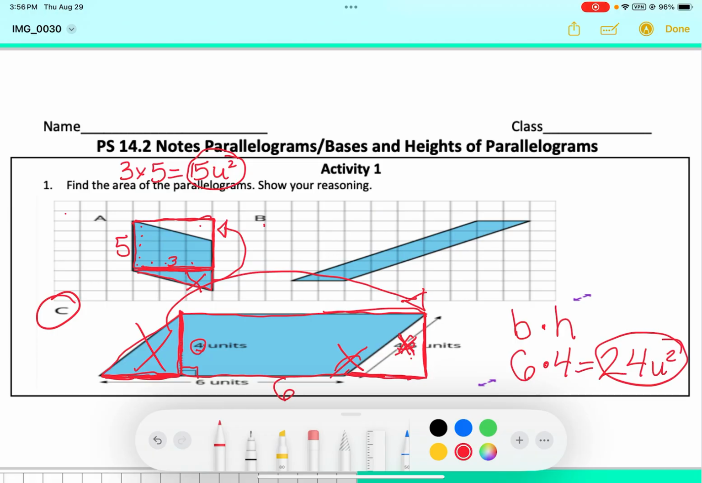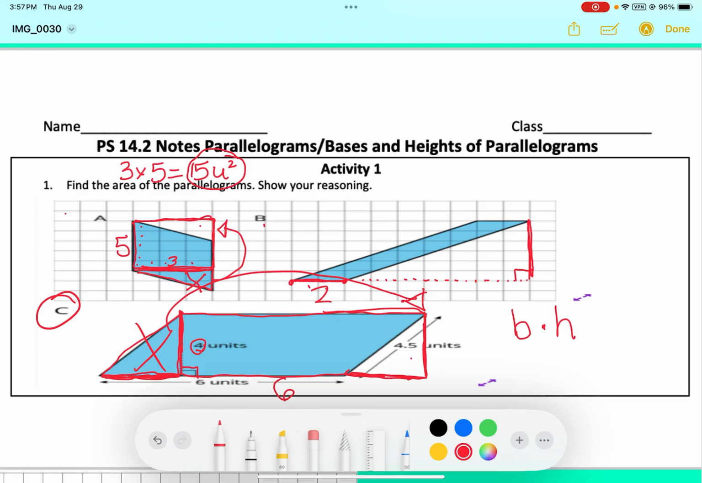Okay. If you tried parallelogram B, I'm going to show you how to do it real quick. I would count the base. The base is a side that you can count the units. So I could count 1, 2. So the base is 2. And then I would extend the base. I'm not actually extending the base, but I'm drawing a dotted line that would form a right angle with the base. And then I extend it up here. So this line is technically my height.